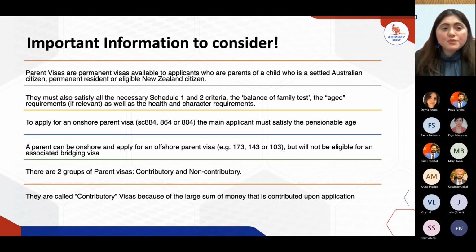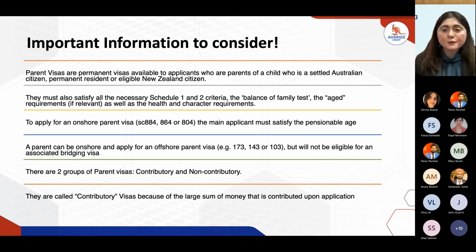Now, very important information to consider about the parent visas. These are the most common questions that we get in our consultations from the clients. The parent visas are permanent visas available to applicants who are parents of a child who is a settled Australian citizen. See how I keep using the words settled Australian citizen, permanent resident, or eligible New Zealand citizen. They must satisfy the Schedule 1, Schedule 2 criteria, the balance of family test, the age requirements. There is no exemption for not meeting the balance of family test. So if you do not meet the balance of family test, then your application ends up in a refusal and there is no exemption for it.